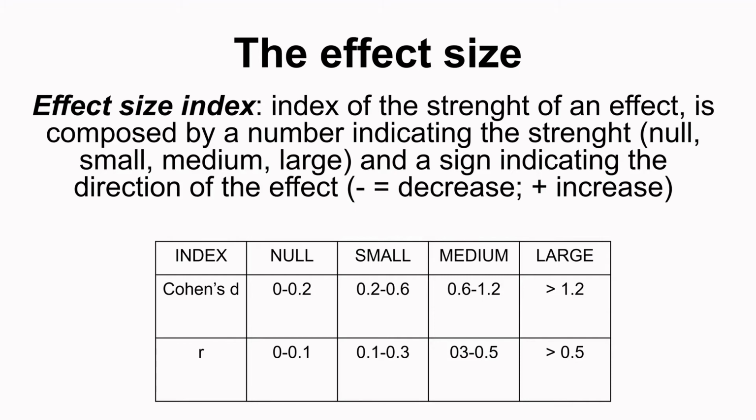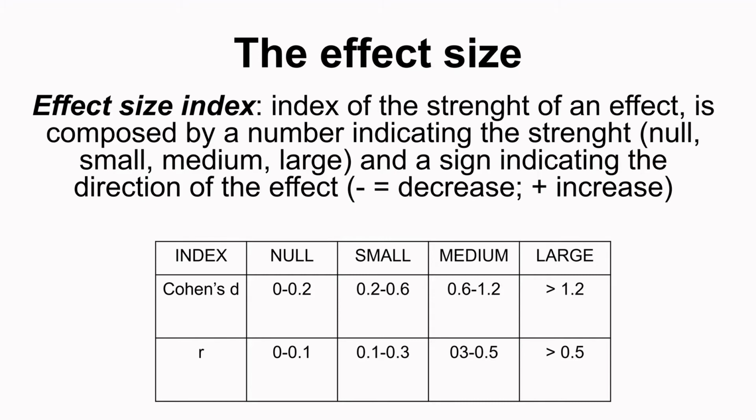In this table, you can see two examples of effect size indexes. As you can see, here you find a number that informs you that the effect is null, small, medium, or large. The sign indicates a decrease when you see a minus, or an increase when you see a plus.